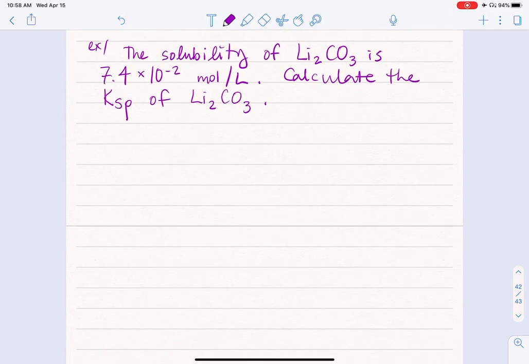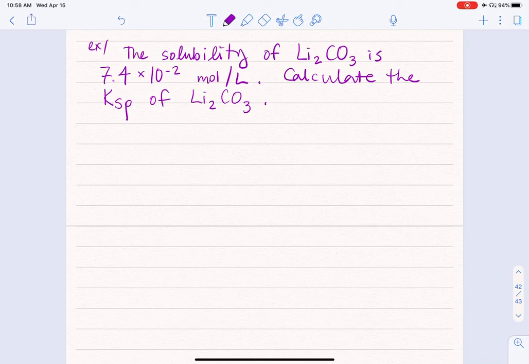The first example I would like to try is to calculate the solubility of lithium carbonate. Oh, sorry, not to calculate the solubility, but I'm telling you what the solubility of lithium carbonate is. The solubility of lithium carbonate is 7.4 times 10 to the minus 2 moles per liter. Notice it has a unit. That number means that I can dissolve a maximum of 7.4 times 10 to the minus 2 moles of lithium carbonate per liter of water. It's the maximum amount of salt that can dissolve in a liter of water.